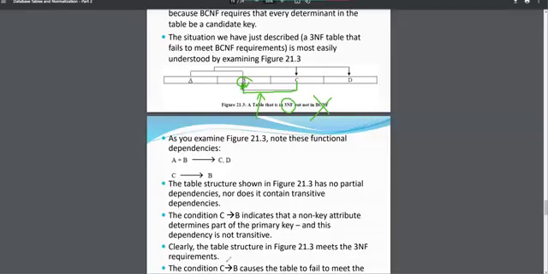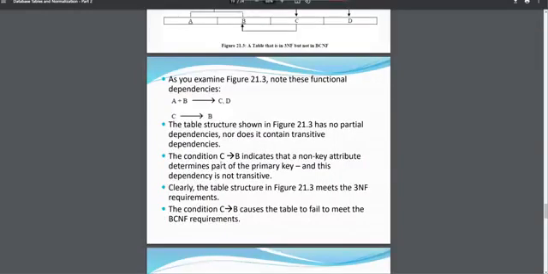That description has been given in this one, you can read and understand. Yes, this condition: C determines B indicates what? A non-key attribute determines what? Part of the primary key. Okay, this is not transitive, this is not partial, right? So that's why we call this third normal form.